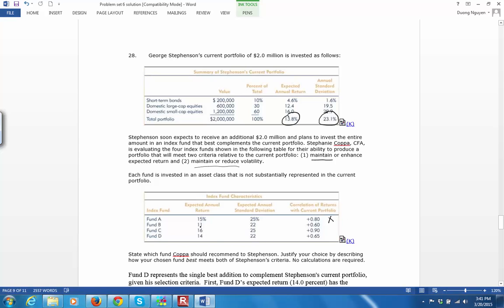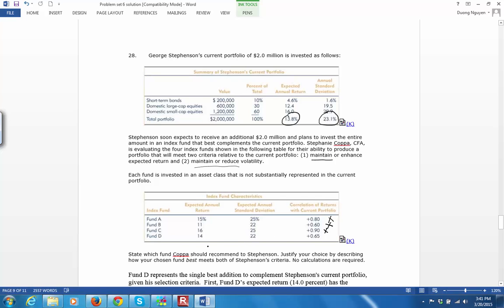Look at B. B has a return of 11%. Combined with 13.8, that obviously will give you a new portfolio that has a return lower than 13.8, which is not what you are looking for, because you need to maintain or enhance return. So B is not good. C, 16% return combined with 13.8, which is good, but at the same time the standard deviation of 25% combined with 23.1 will give you a portfolio that has a standard deviation higher than 23.1. So obviously C is not good.